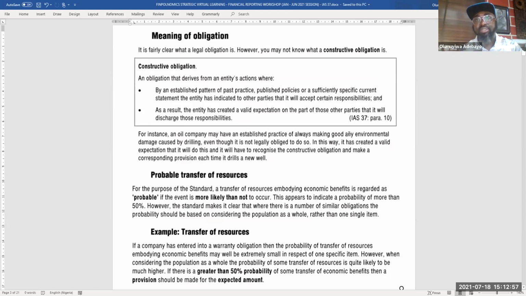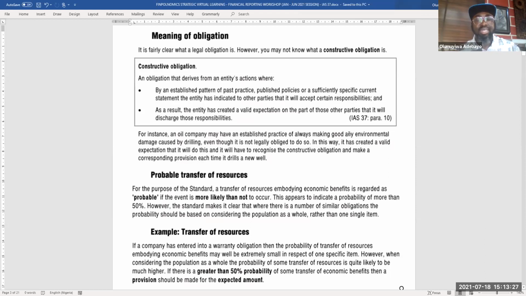And in summary, or in conclusion, it is generalized that expected value is much more applicable to a situation where you have a large population of occurrences or items involved. For example, if you are making provision for warranty costs, when you have to distribute tens of thousands of items, it will be more likely to use expected value.